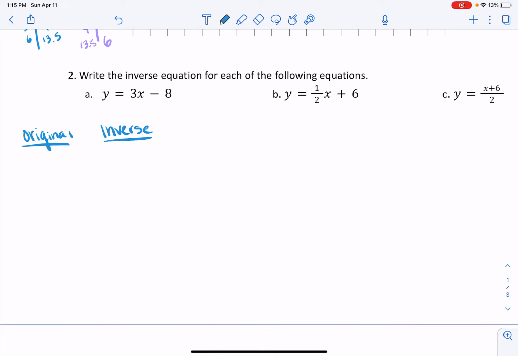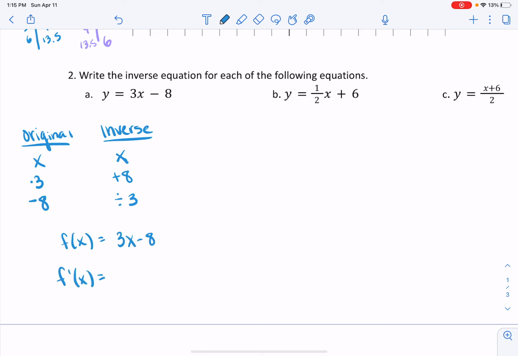For the original, we start with x, we multiply by 3 and subtract 8. For the inverse, we start with x and go backwards, so that means we add 8 and divide by 3. I'm going to rename our original equation f of x so we can label our new equation, and that's going to be (x plus 8), all divided by 3.